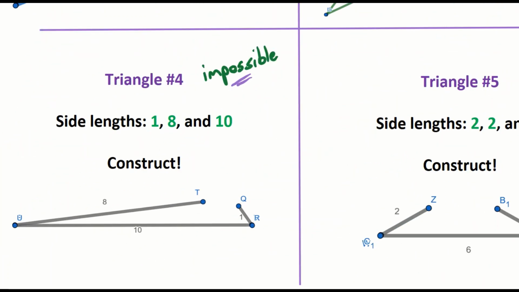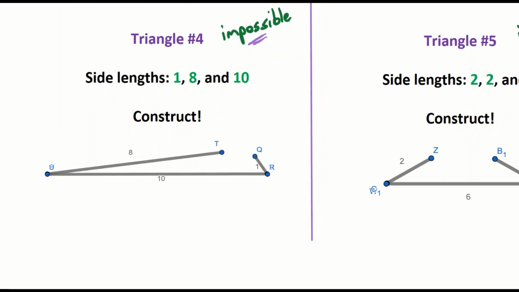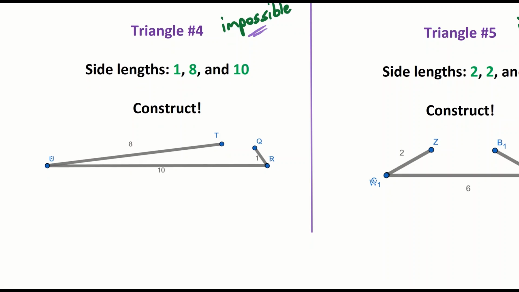Triangle 4 is our first failure of a triangle. You're not a triangle. It's having an identity crisis, looking at the mirror saying, I'm a triangle, I'm a triangle. But in reality, it's not a triangle. Sorry, triangle 4 with side lengths 1, 8, and 10, you do not satisfy the triangle inequality theorem. Let's check all three inequalities. Okay, so let's see here. 1 plus 8 is greater than 10.